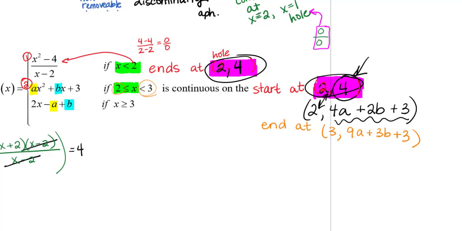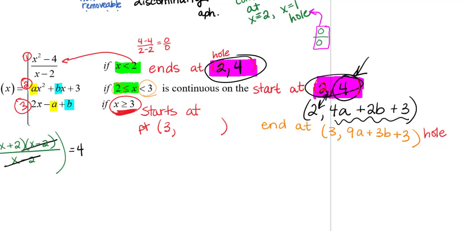Okay, well, where function 2 ends should be the same place that function 3 starts. So function 3 starts at 3 comma something, right? Because it says it starts at 3. Now, while the second curve is going to be a hole, this is going to be a point because this is where x is greater than or equal to 3. So that will be filled in. So I don't have to worry about the function values. I just have to make sure that both of these y values are the same.